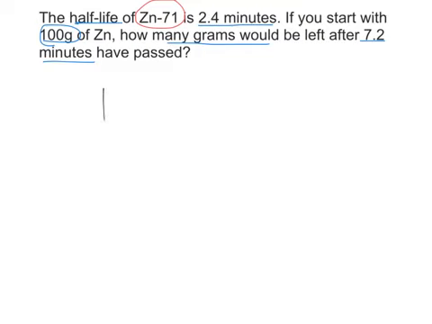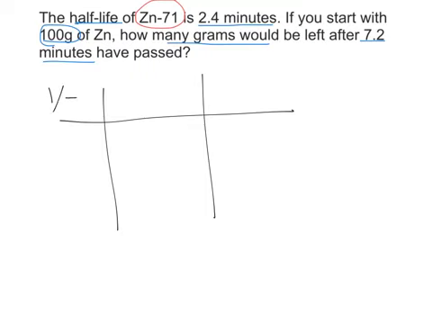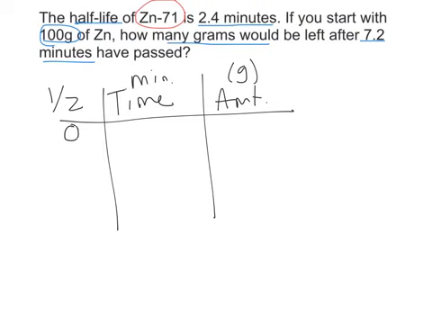The way I could set this problem up is I create my table and I write half-life, I write time, and in this case time is in minutes, and I write amount, and in this example it's in grams. Those are my units. I always begin half-life with 0 and time with 0 because that's when you count, you always start with 0, 1, 2, 3. The amount is what they're giving me as 100 grams. That's what I'm starting with.